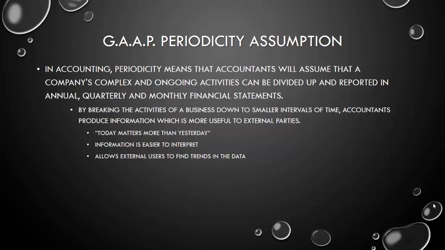This is more useful because the phrase that I like to say is, today matters more than yesterday. If we put out financials that show what our income was during the current quarter, that's more useful to somebody than saying, well, this is what we've had over the last 5 years, or this is what we were doing a decade ago. Every time you go into business with somebody, every time you ask for a loan, they want to know about today. It makes the information much easier to interpret.